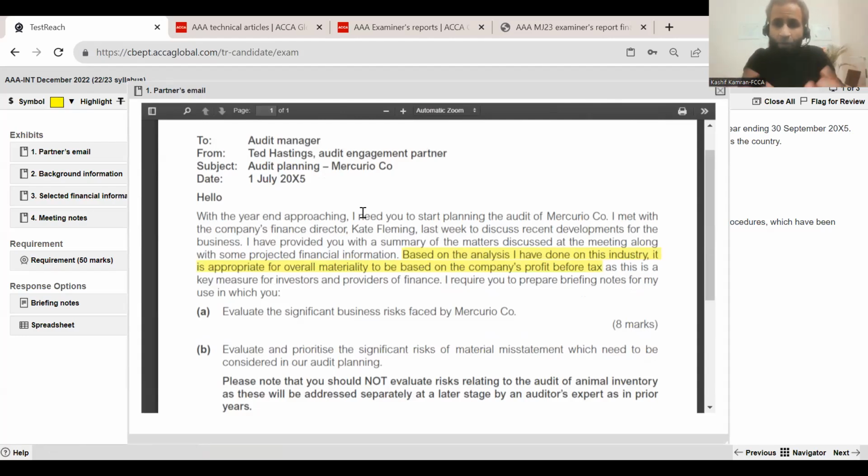Now, how would you do that? Where would you put that paragraph on materiality in the briefing note? How would you structure the briefing note? The primary focus is on materiality. How many marks will you fetch for determination of materiality since the September 22 exams?